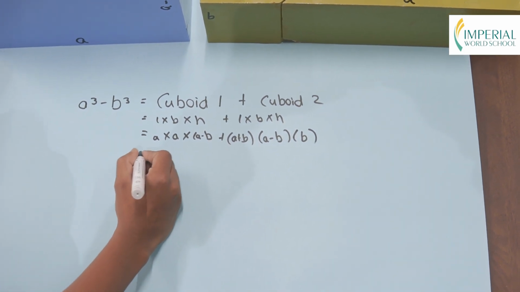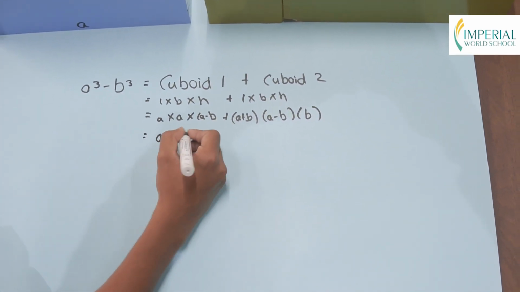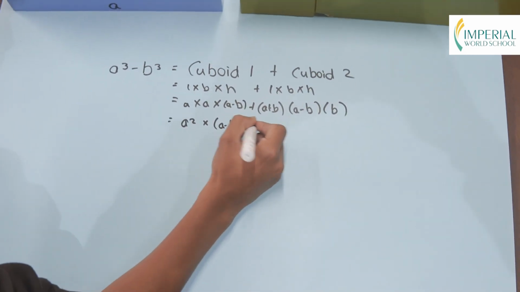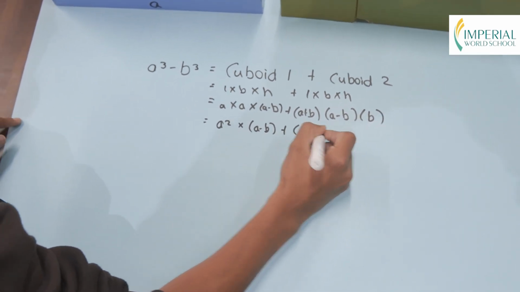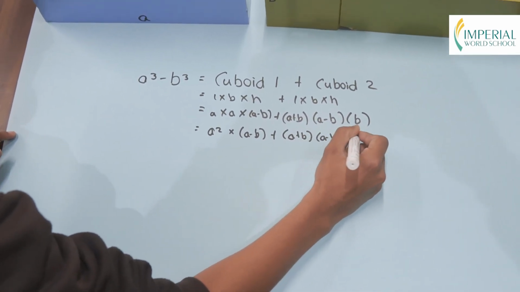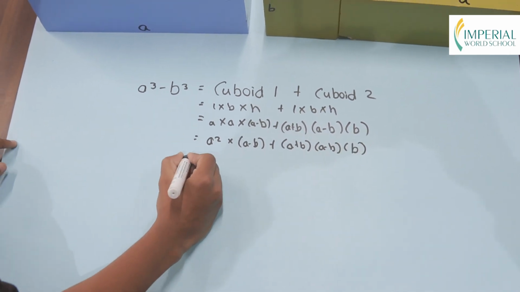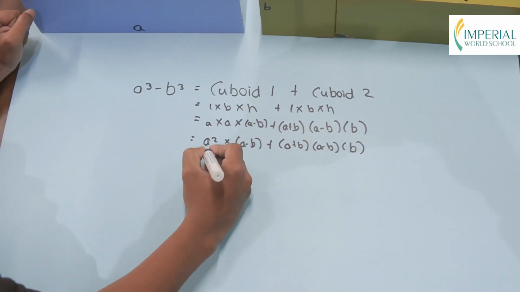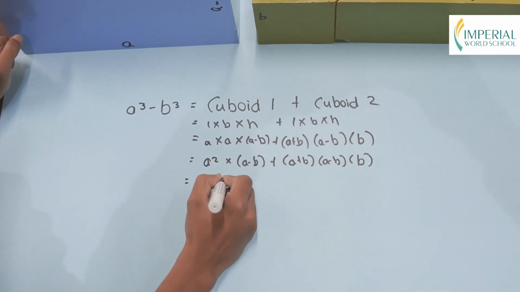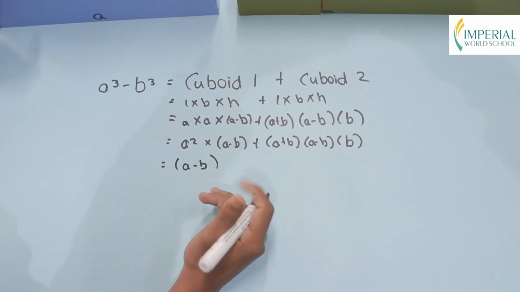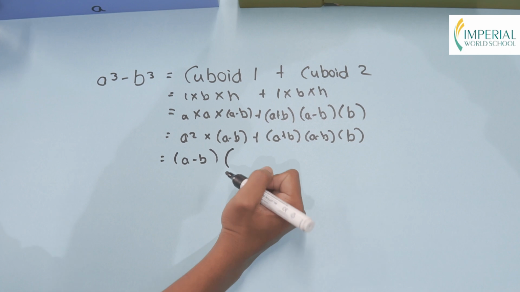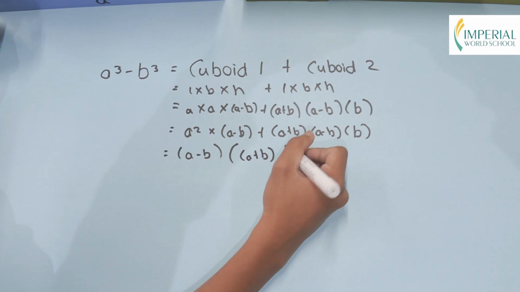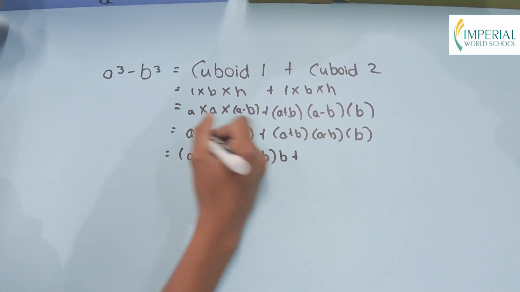Now when we solve this, we have a square into a minus b, and the remaining we can write it like that. Now we can take the common, which is a minus b, as you can see here, and the remaining ones we have got are a plus b, b, and then we've got a square.